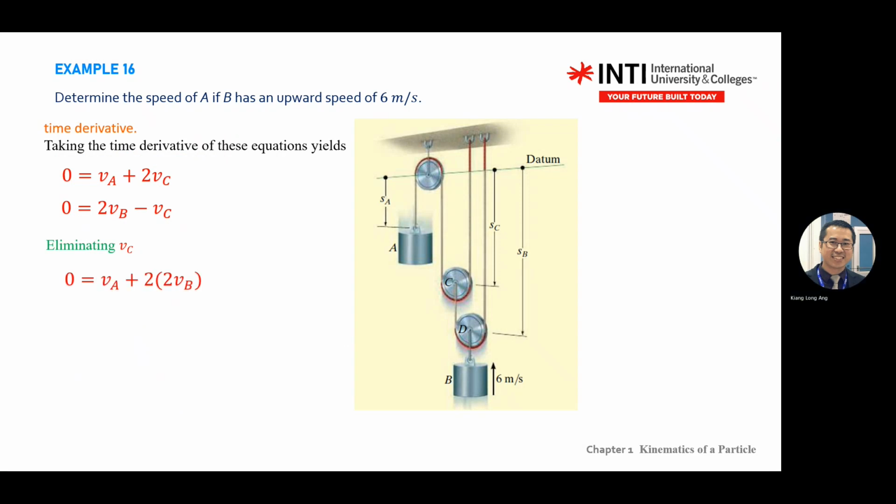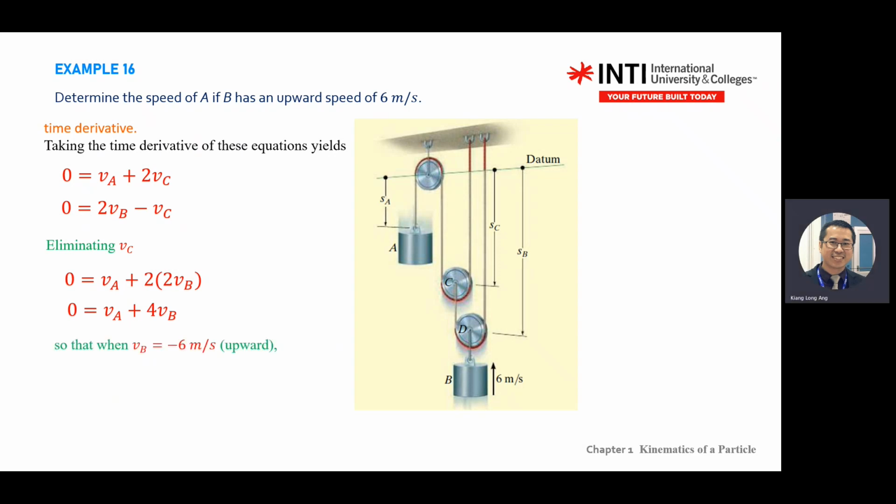How to eliminate C? You rearrange the equation. You take VB and substitute inside here. You look at the second equation, 0 equal to 2 VB minus VC. So 2 VB equal to VC. So you substitute VC inside the first equation. You get the third equation you see on the screen. Makes sense, right? So here you are able to find the relationship between VA and VB. At the end, you get 0 equal to VA plus 4 VB.